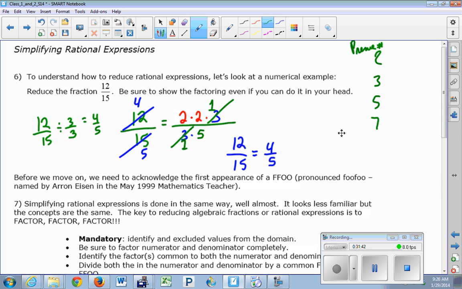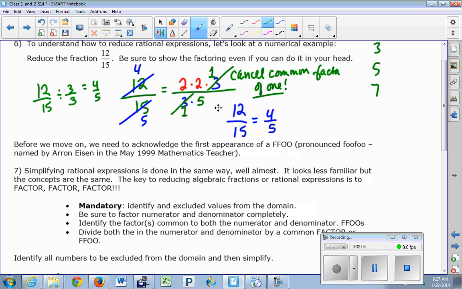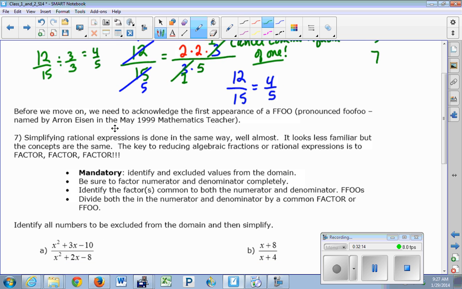And a lot of us say we cancel it, and it's fine to say cancel common factors. This is called canceling common factors of 1. But I would like you to try to change some of your habit, canceling the common factor, to a common factor of 1. So you really recognize what you're doing. And that's going to be important in just about 30 seconds when we get to the algebra. So this idea of finding a common factor of 1 is called foo-foo. It was developed by this man, Aaron Einstein, in the 1999 Math Teacher's Journal.